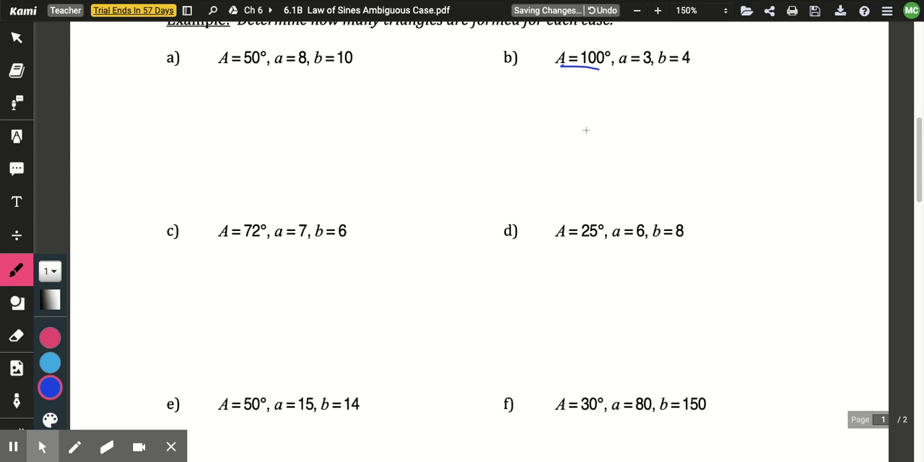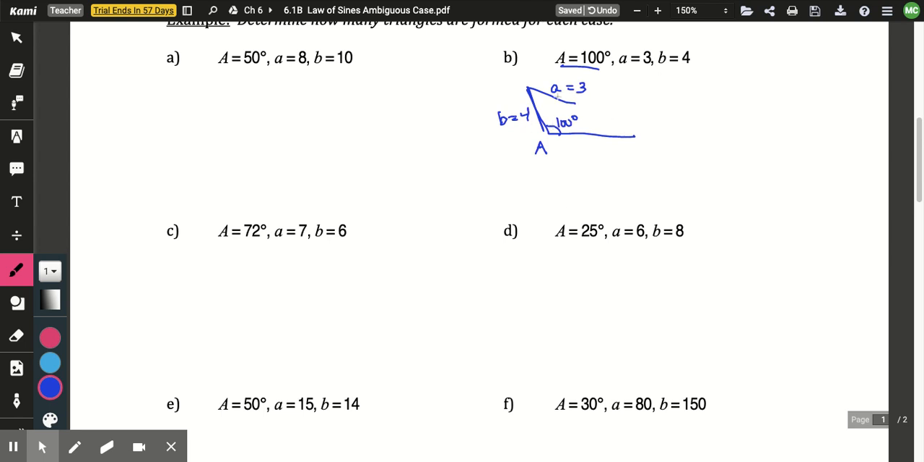That one is obtuse. So if I were to draw myself a diagram of this, I would have my angle A over here. I've got an obtuse angle, which is 100 degrees. And then I've got this triangle over here where the side across from this one, which would be this side over here, would be my A. That one's 3. And the side that's next to it over here is going to be my B, which is 4. And so I'm trying to determine if this is going to make one triangle or no triangle.